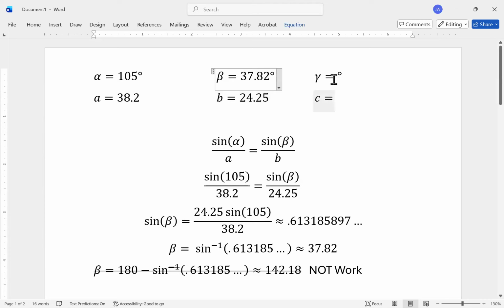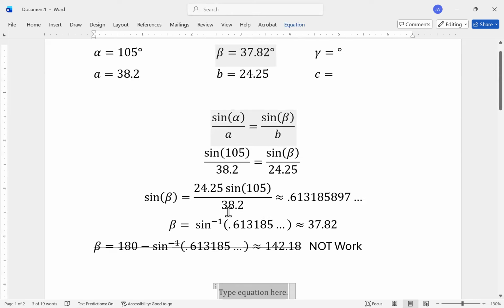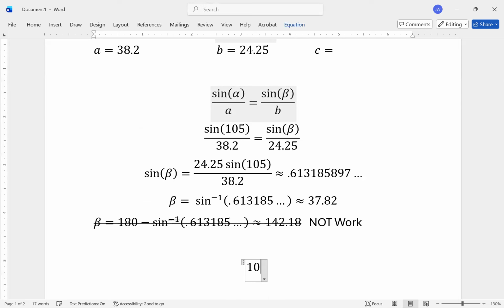Now I'm going to have to find gamma and C. In order to find one of these, the easier one to find is the gamma. Now that I have two angles, use the fact that the three angles of a triangle add up to 180 degrees in order to find that gamma. So in this case, we would say 105, that's alpha, plus 37.82, that's beta, plus the gamma is equal to 180 degrees.